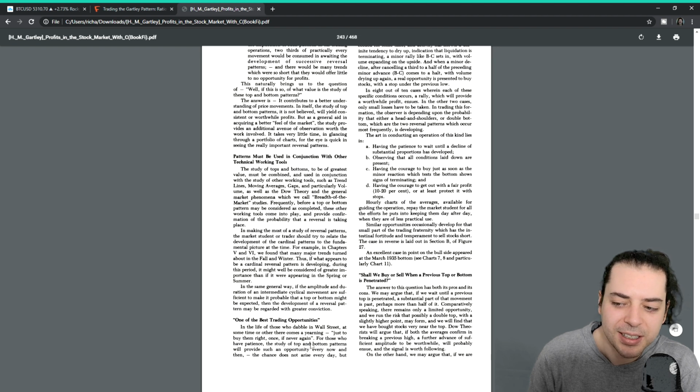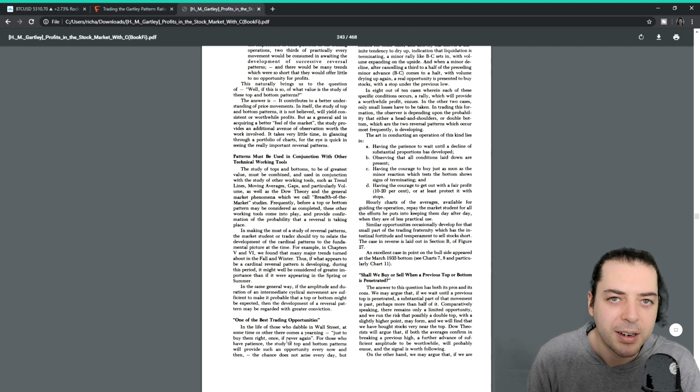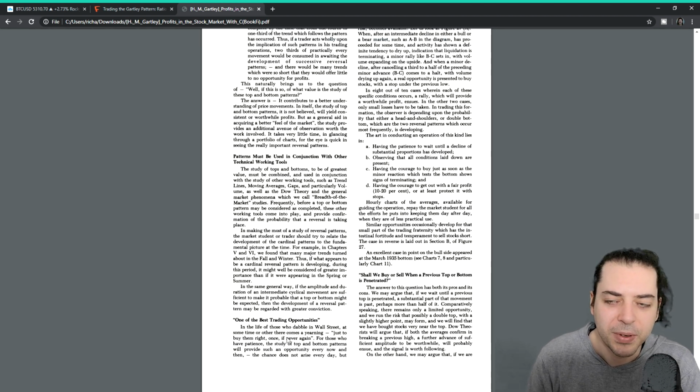For those who have patience, the study of top and bottom patterns will provide such an opportunity every now and then. So top and bottom patterns are the good opportunities that happen from time to time, and they can really be anything as well. And he describes several different ones in this book, like for instance the head and shoulders and stuff like that. He also talks about Dow theory quite a bit in this book as well. So it's not really like this is the holy grail that he identified and named after himself, like some sort of Kanye West guy. No, this is just his describing the psychology around the markets, and that's kind of, I think, key to all pattern trading, really. For those who have patience, study top and bottom, blah, blah, blah.